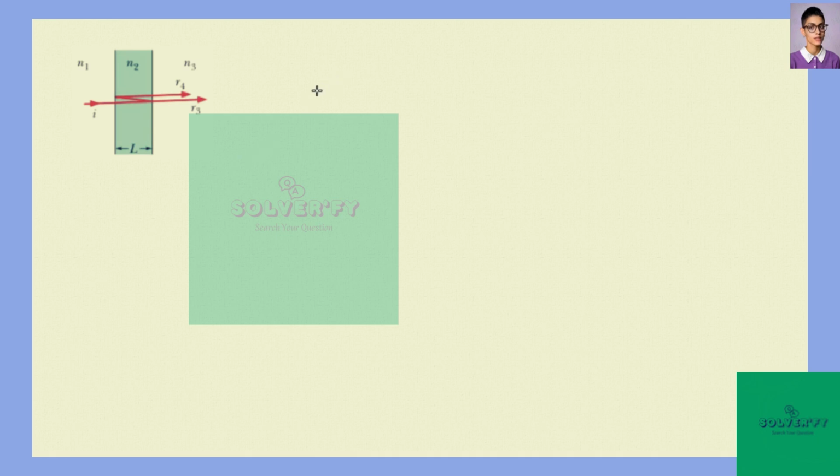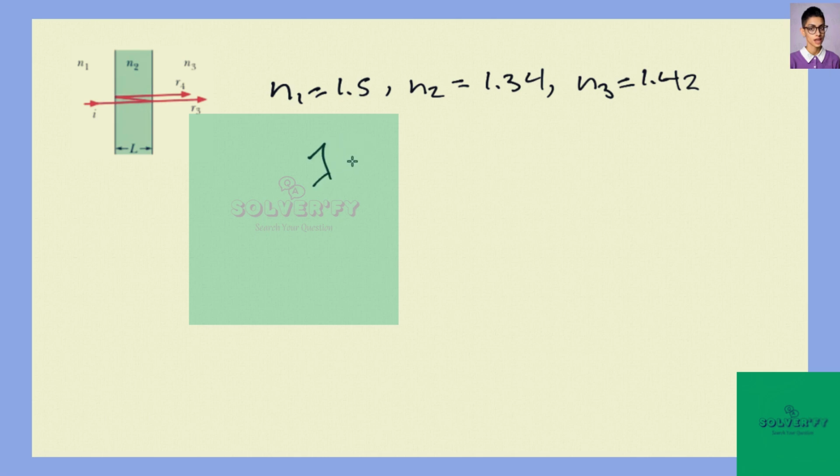The information they give us is that the indices of refraction are n1 is equal to 1.5, n2 is equal to 1.34, and n3 is equal to 1.42. We're also told that the vacuum wavelength of the light, lambda, is 587 nanometers.